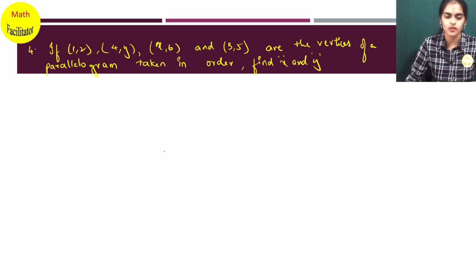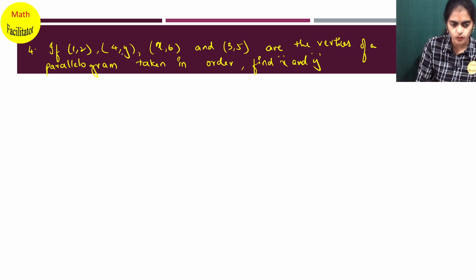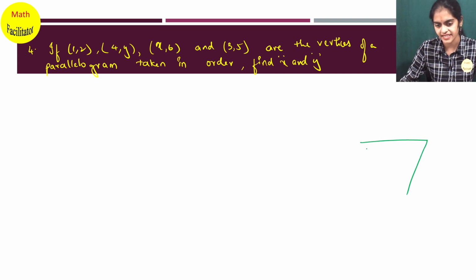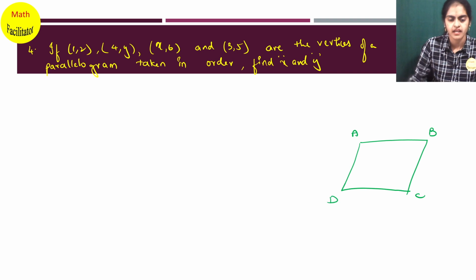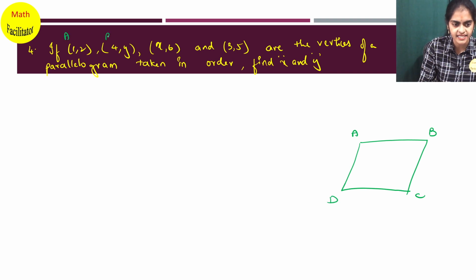Okay, so here you go, question number 4. If 1, 2, 4, 4y, x 6 and 3, 5 are the vertices of a parallelogram taken in order, find x and y. So, for example, if this is a parallelogram given to us, let this be A, B, C, D. I'm considering this point as A, this as B, this as C, and this as D. Let me write it here.